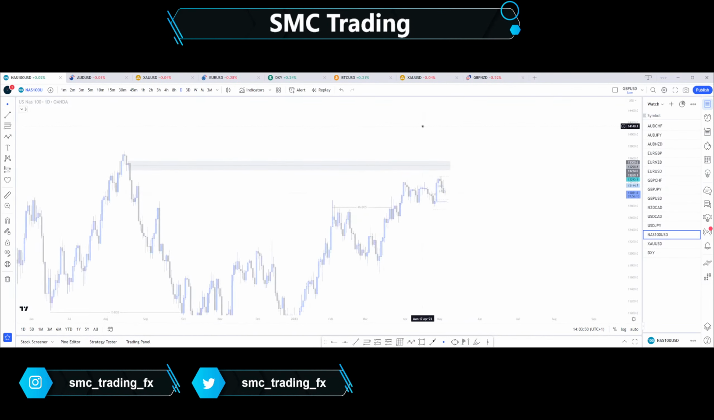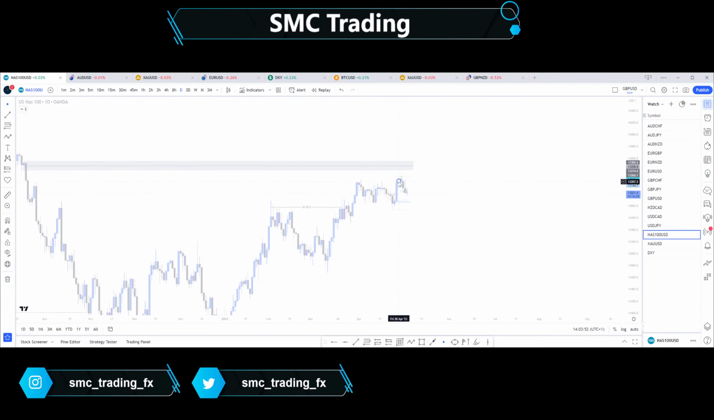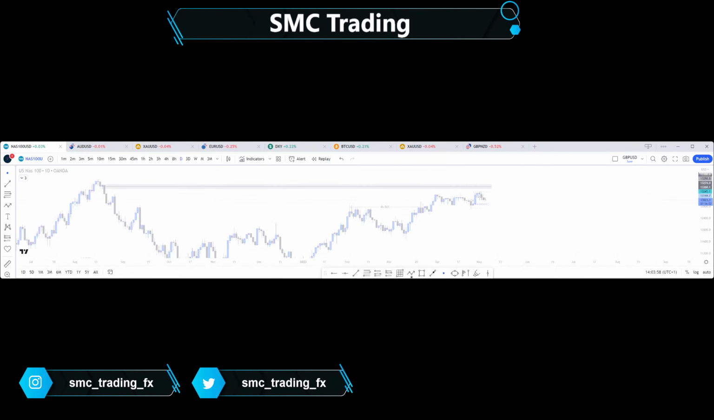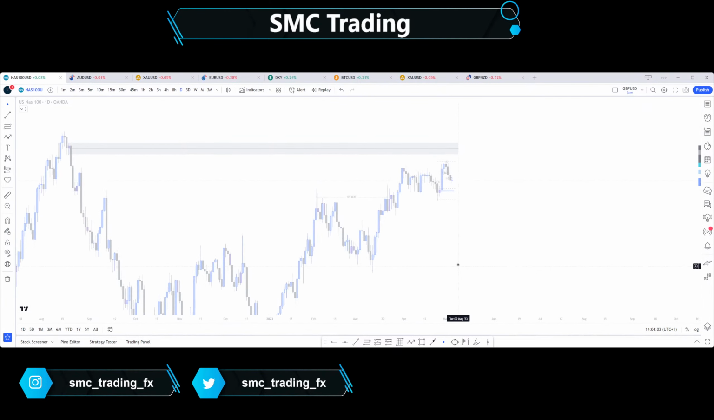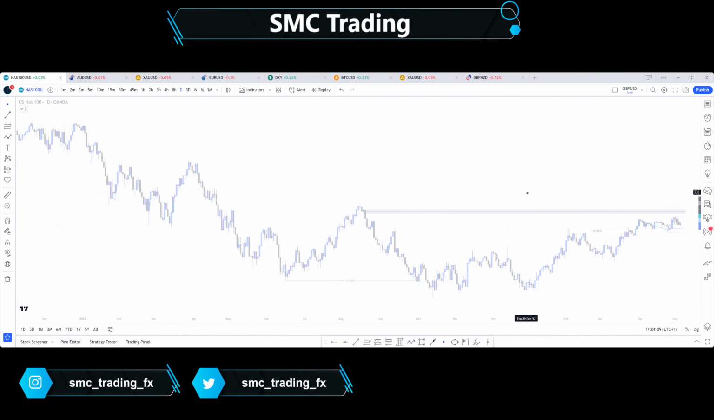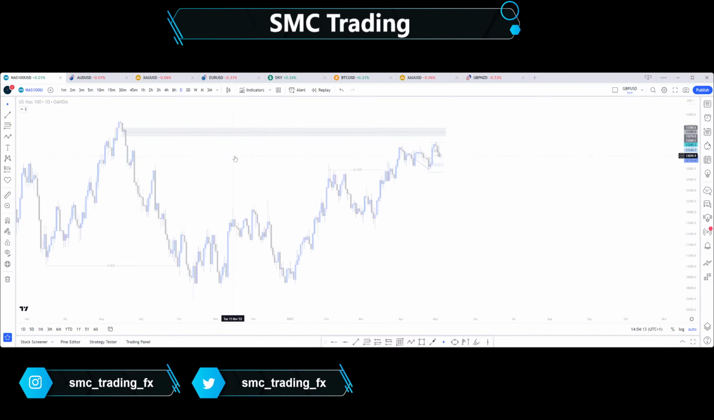You could see we've got this daily area of supply. So we had this big push up, had a breaker structure above this in this lower time frame daily structure. So we kind of had this pullback here, and then we had this push up. Yeah, so we had this, and then we had a break above.